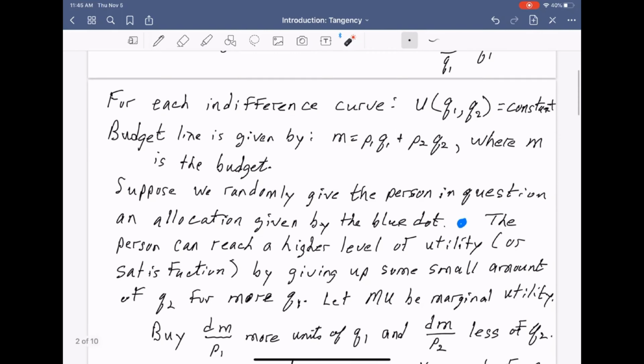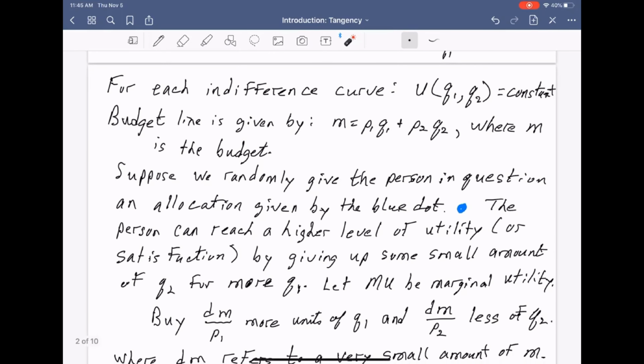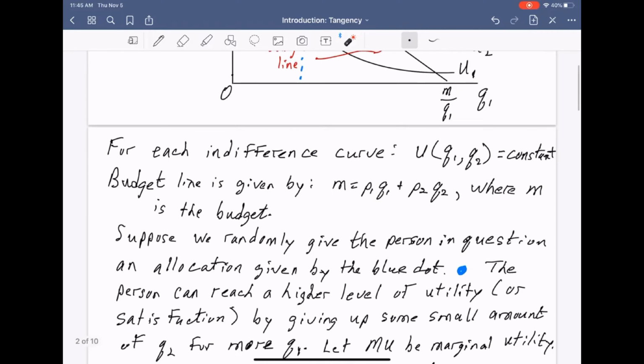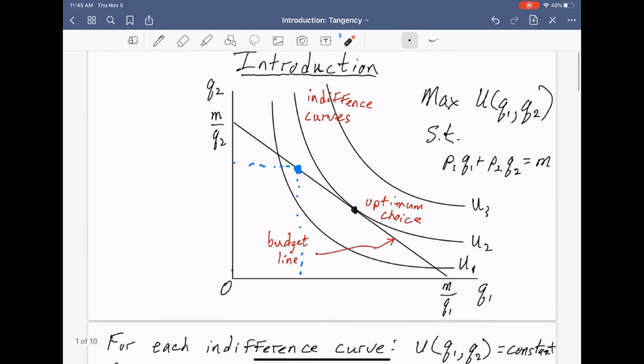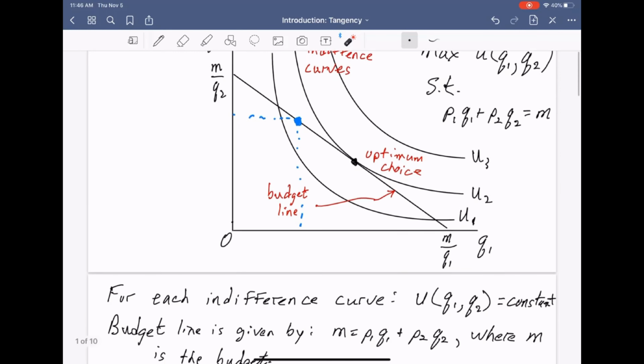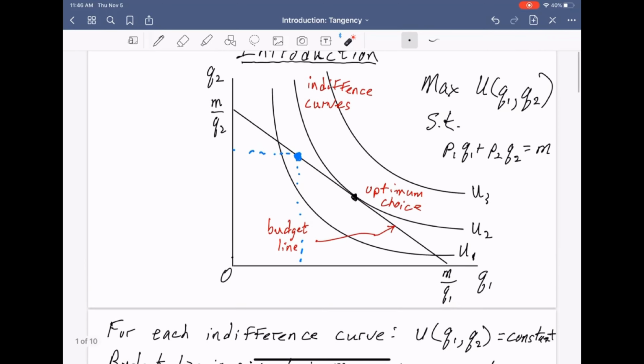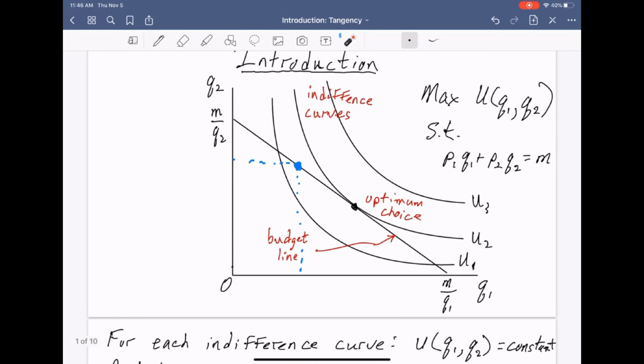Here M is the budget or sometimes income. Suppose we randomly give a person, represented by this particular system of indifference curves, a starting point, let's suppose they start here at this blue point. And we ask the question, can they do better? Well, obviously they can, because their number of utility units lies somewhere between the amount U1 and U2, and they would do a lot better by moving in the direction of the black dot, so from the blue dot towards the black dot. How do they do that?